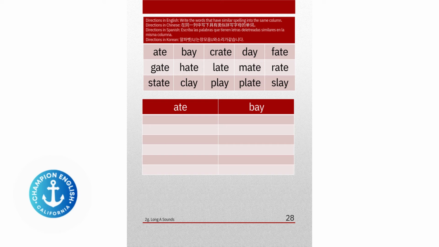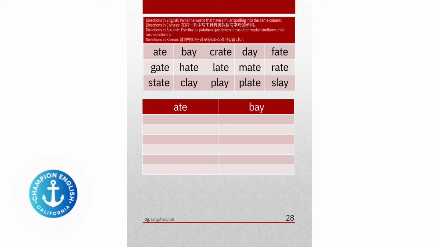Okay, students, you should have put day in the second column, fate in the first column, gate in the first column, hate in the first column, late, that's right, first column, mate, first column, rate, first column, state, first column, clay, second column, play, second column, plate, first column, and sleigh, second column.